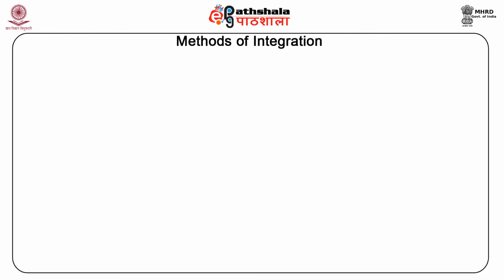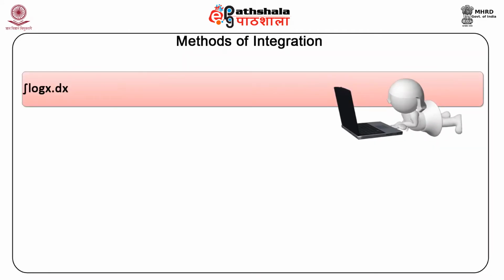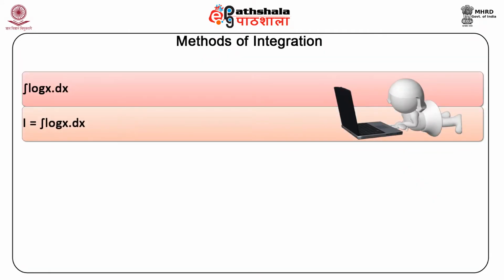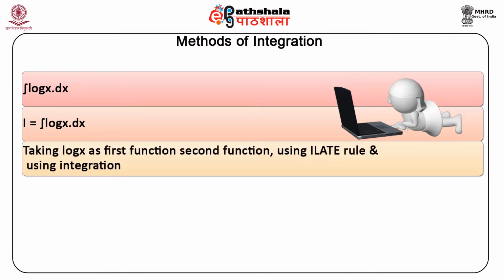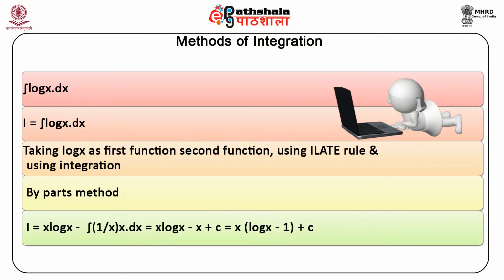Example, evaluate integration of log x dx. Let I be equal to integration log x into dx. Taking log x as the first function and 1 as the second function, use the ILATE rule, that is inverse, logarithmic, algebraic, trigonometric, exponential, and by using integration by parts we get I is equal to x log x minus integration of 1 divided by x into x dx, which is equal to x log x minus x plus c, which is equal to x bracket open log x minus 1 bracket close plus c.